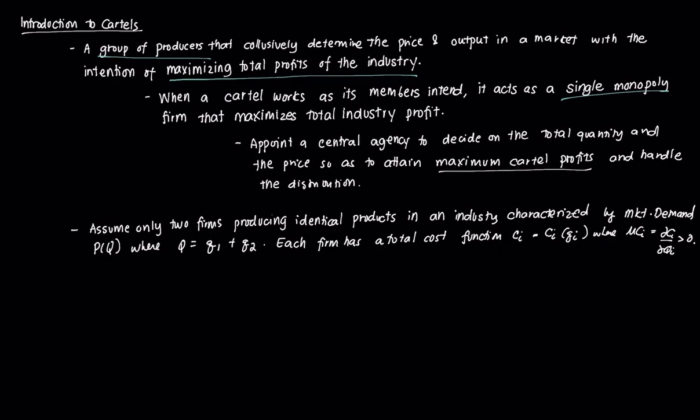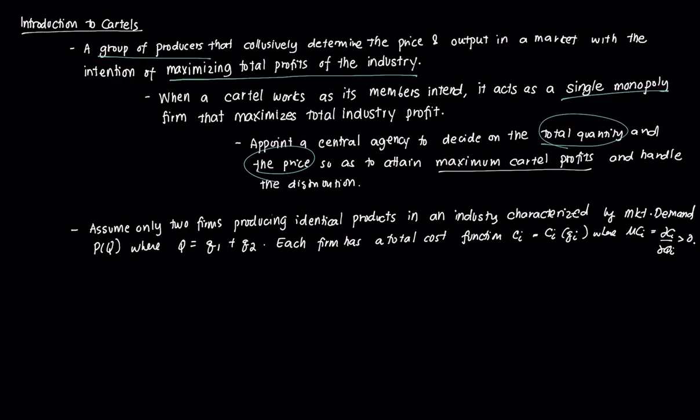And what happens with how a cartel works is that the member firms usually appoint a central agency, or a central body composed of maybe representatives from all the small firms, to which they delegate the authority to decide not only the total quantity, but also the price at which the products are sold. So they decide: how much will we produce? How much will each firm produce? And what's the price that's set? Remember, the price is now something that they can dictate, right? Because they act as if they are a sole monopolist.